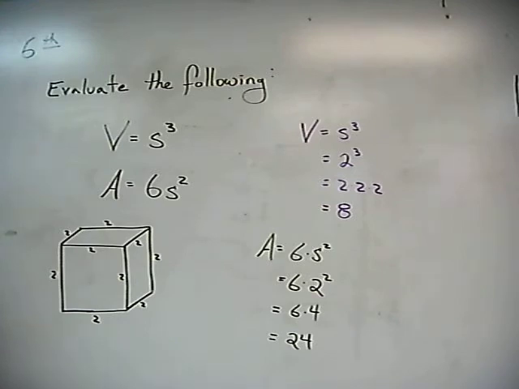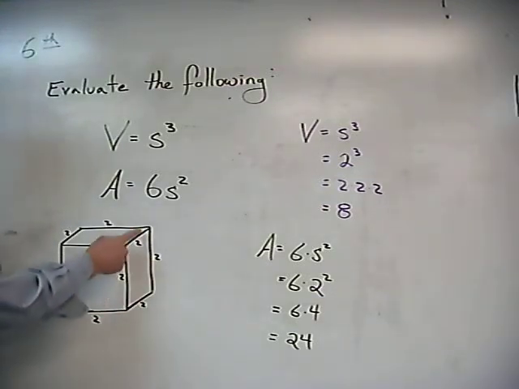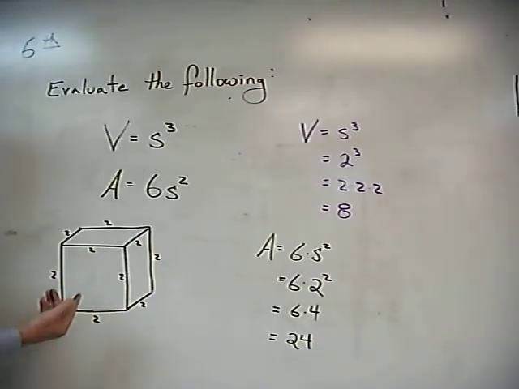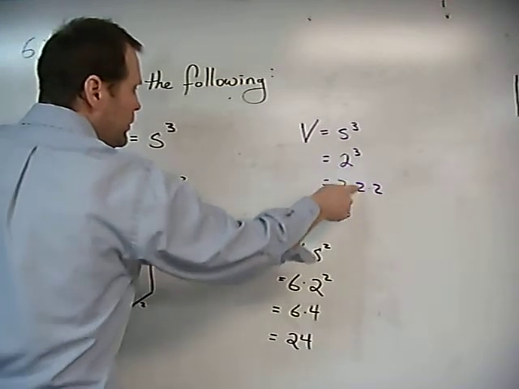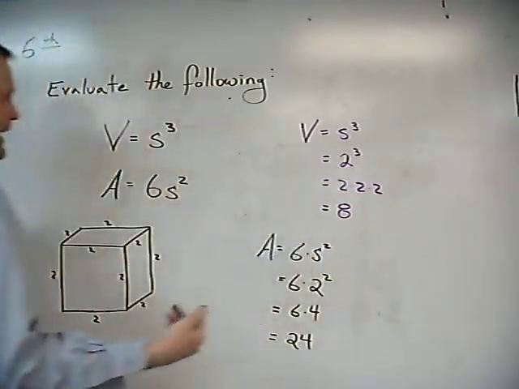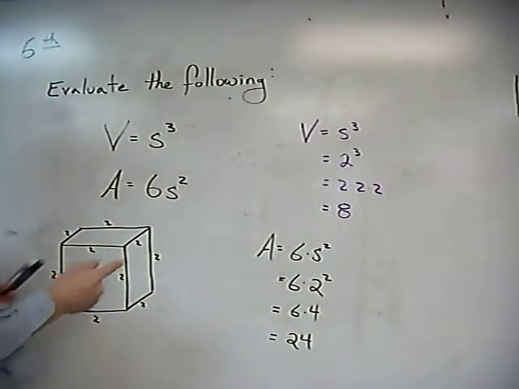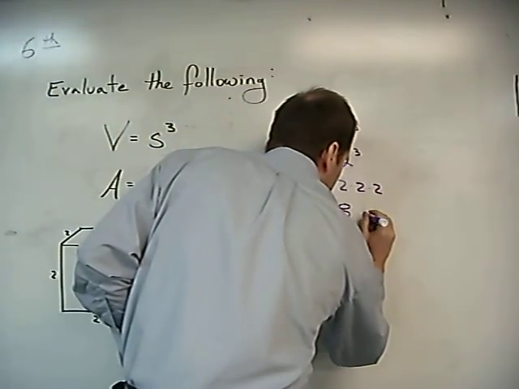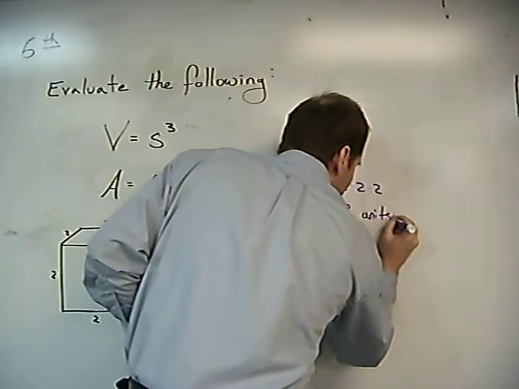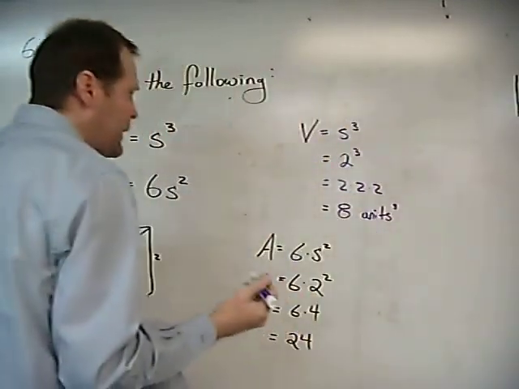So hopefully you guys were able to get those answers. Once again, just filling in for our equation here, we know our side lengths are 2, so we can fill in for our s: 2 cubed, 2 times 2 times 2, 8. Now, this we can make a little bit more precise. We can say 8 units cubed. It's a 3D object.